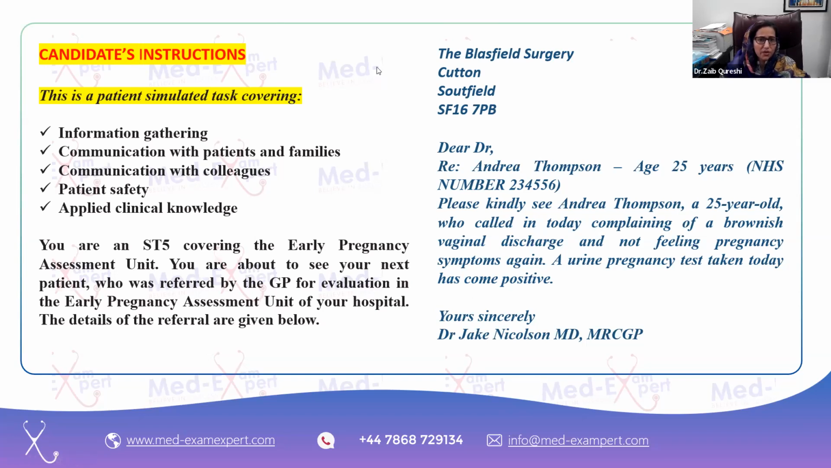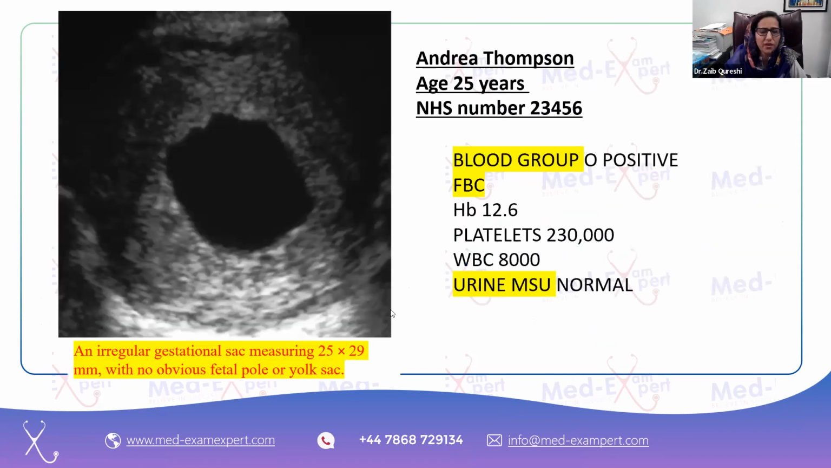Okay. So, you can simply tell her. Repeat scan, irregular sac 25 to 28. If the patient asks you that, and she is already having bleeding, and this is such an irregular sac, 25 into 29 with no obvious fetal pole.